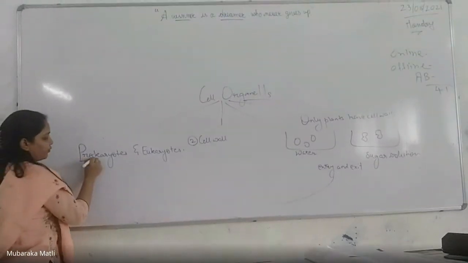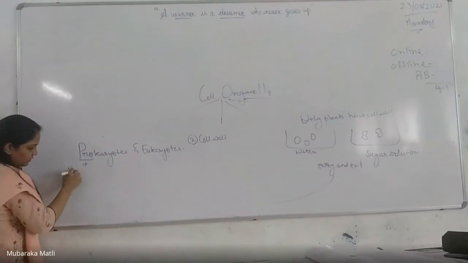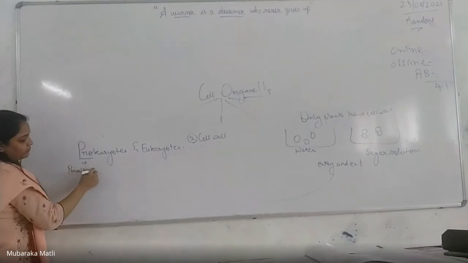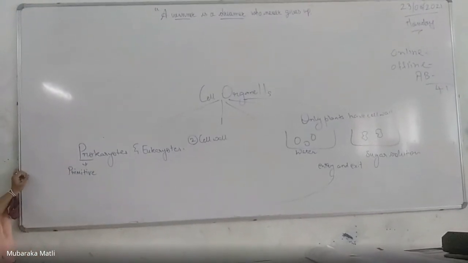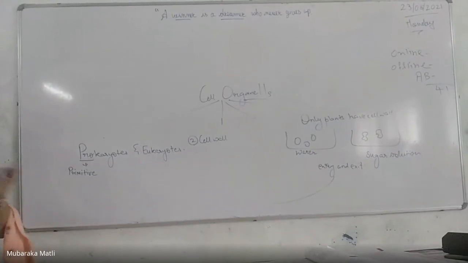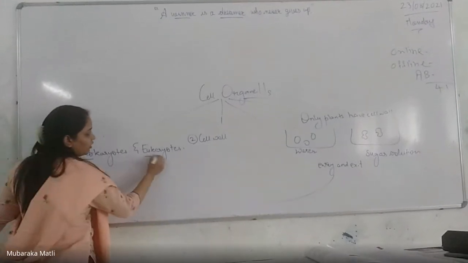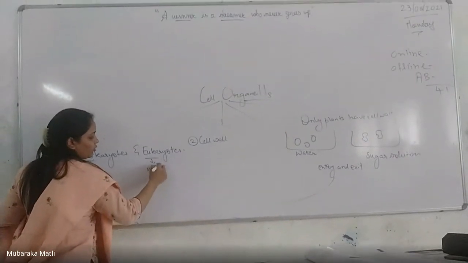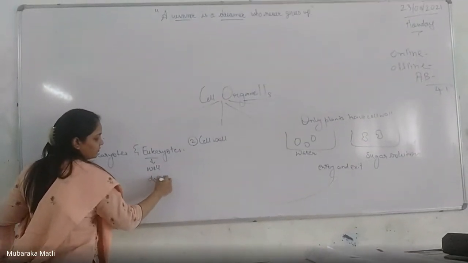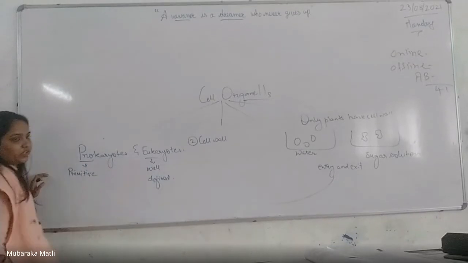Acha. Pro means primitive. Primitive means it is not well defined. It is still being formed. It is going on. And eukaryote, eu means well defined. Okay. Nucleus. Make sense? Primitive nucleus is not well defined. The nucleus is not well defined.